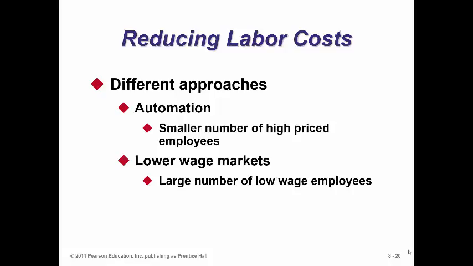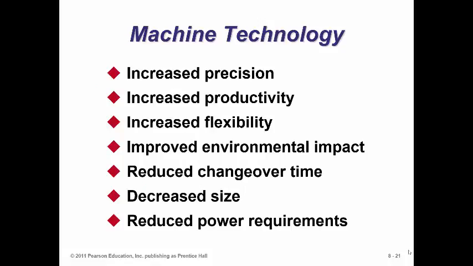So automation is not the next big thing. It's already here. But anyway, machine technology, increased precision, productive flexibility, improved environmental impact. There's probably some aspects to that. Reduced changeover time, certainly. Decreased size, reduced power requirements.